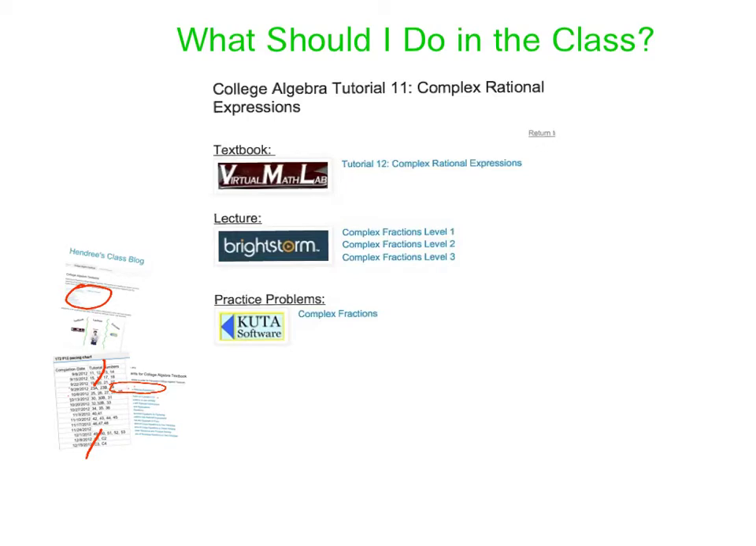You'll notice that the textbook is divided up into 3 parts: the textbook, the lecture, and the practice problems. What I recommend is reading the textbook part first. That has all the written explanation of the type of problem and the techniques used to manipulate it. And then the lecture next. You'll see a couple different lectures, usually short, under 5 minutes, 10 minutes at the most, on a particular aspect of, in this case, rational expressions. And then practice problems.